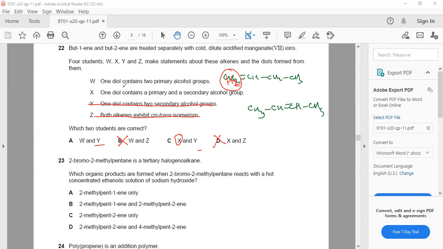It's not possible, two primary. If it is a diol, one OH here, one OH here. And if it is here, diol, one OH here, one OH here. So it cannot be two primary. This is primary and CHOH is secondary. So W is wrong, meaning A is wrong. So C is the answer. See, this is also secondary. This is also a secondary alcohol.